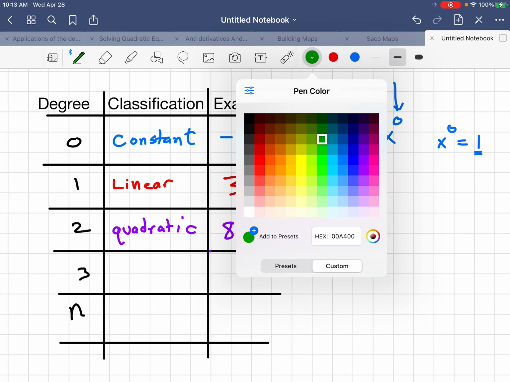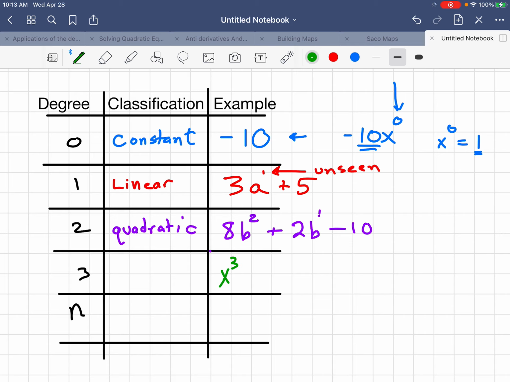And then we have a degree 3, so say x to the third minus 1. Again, it could be any length. However, we're looking at the highest exponent here, which is 3. That would be considered cubic.